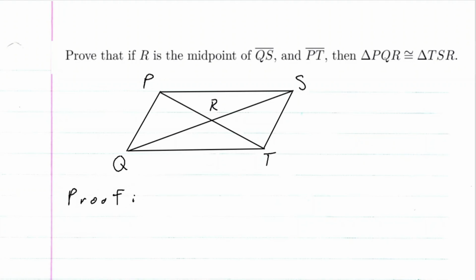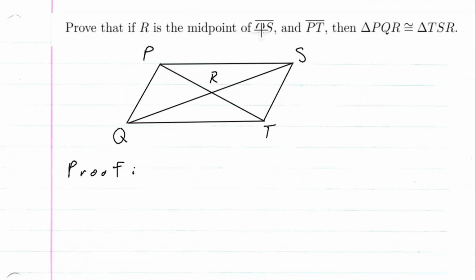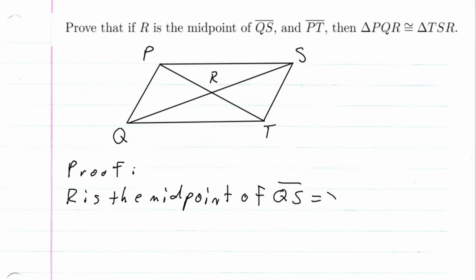So if we know that R is the midpoint of QS, right, that implies that QR is congruent to RS, because this is the midpoint, which means it's the middle of this line. So that means QR is equal to RS, or QR is congruent to RS.